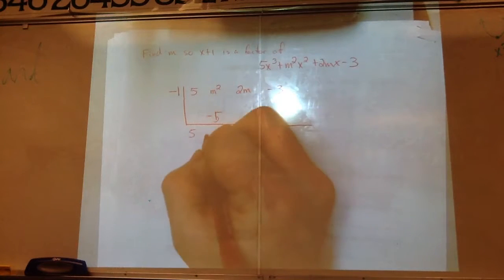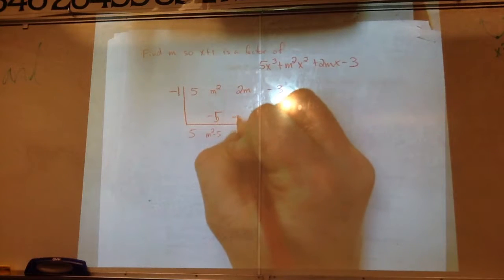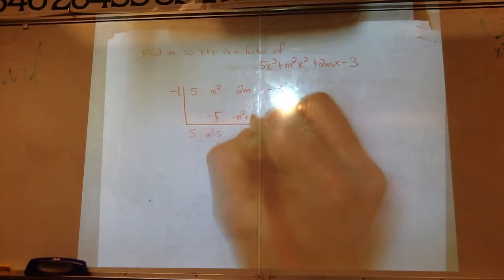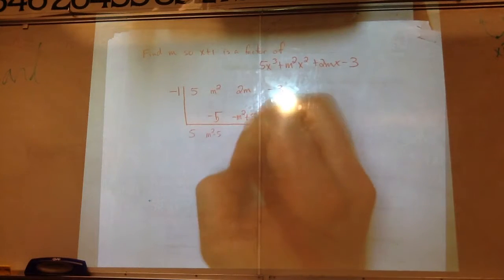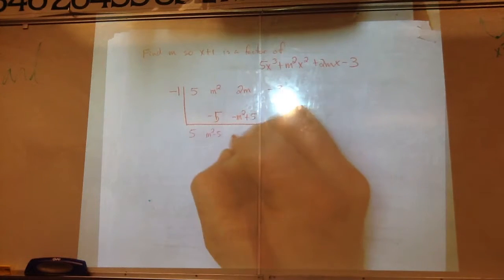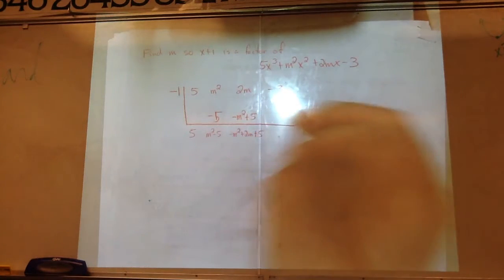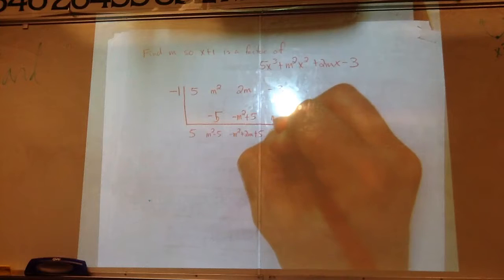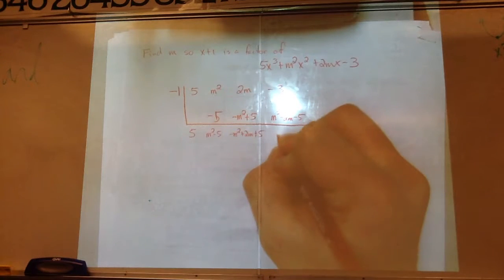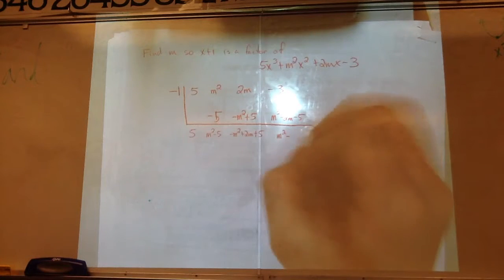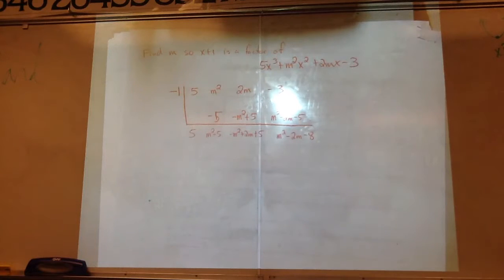So that's m squared minus 5. That's negative m squared plus 5. Then it's going to be 2m minus m squared plus 5, so negative m squared plus 2m plus 5. And then you do m squared minus 2m minus 5, m minus 5, m squared minus 2m, 2m minus 8, minus 8. That's not so bad.